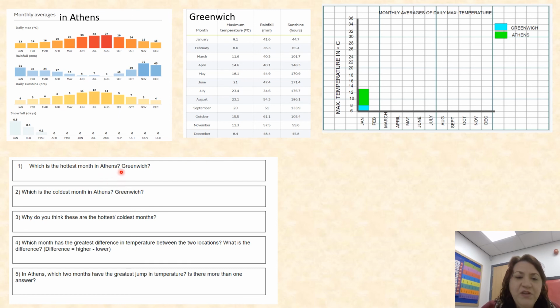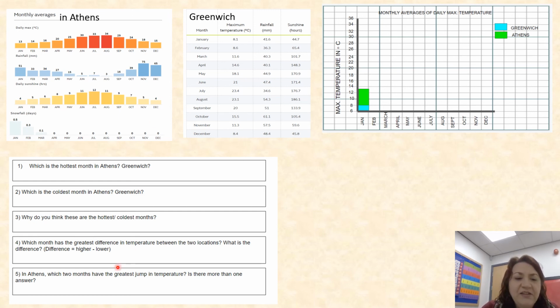I want to know what the hottest month is in both Athens and Greenwich, what the coldest month is in Athens and Greenwich, why you think they're the hottest and the coldest months, and which month has the greatest difference between the two locations. So you're looking at which one has the most difference between the two temperatures.